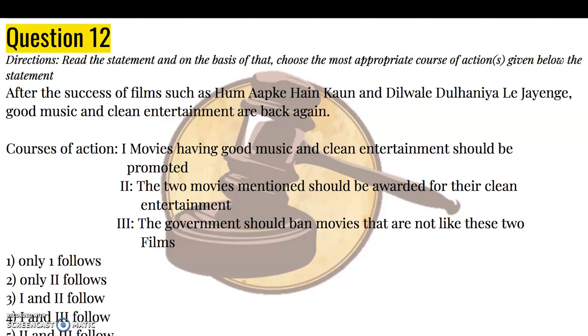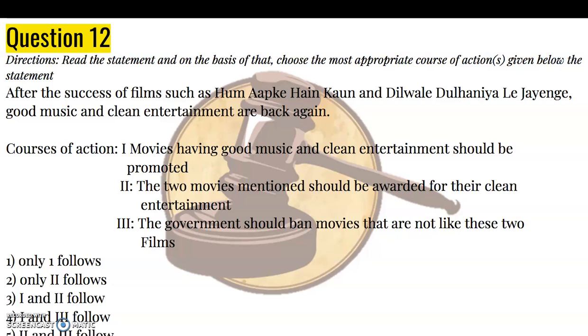So one says that movies having good music and clean entertainment should be promoted. Yes, they definitely should be promoted. Good things always need to be promoted, okay, no matter what. They should be rewarded and they should be promoted. Okay. And since they should also be rewarded, second will also follow because mention should be awarded for the clean entertainment, of course.